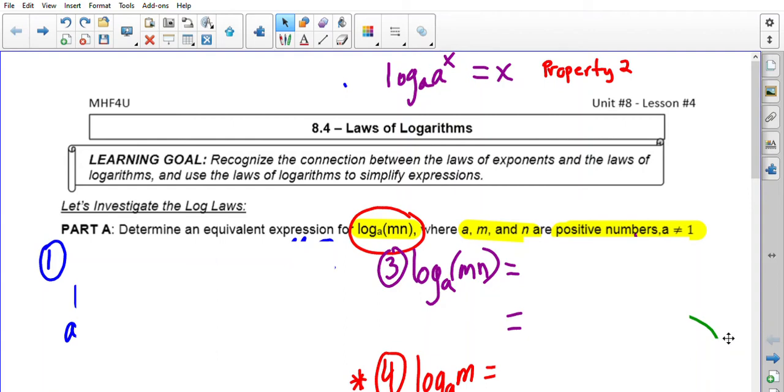Hello class, today we're going to go over Unit 8, Lesson number 4. It's 8.4 Laws of Logarithms.